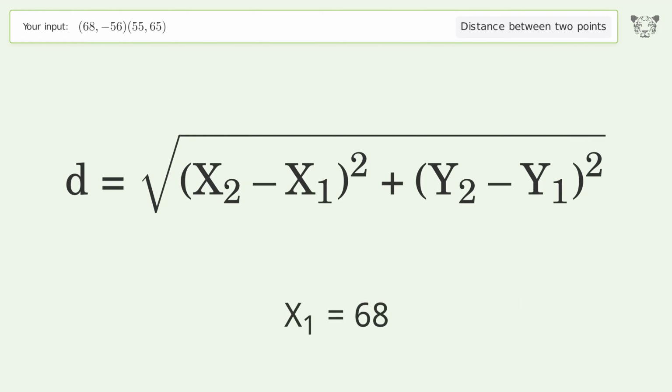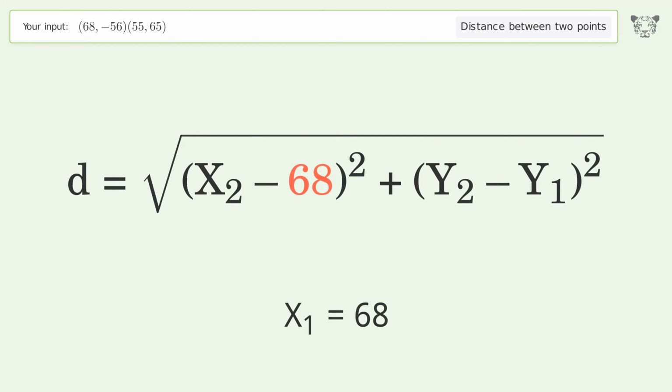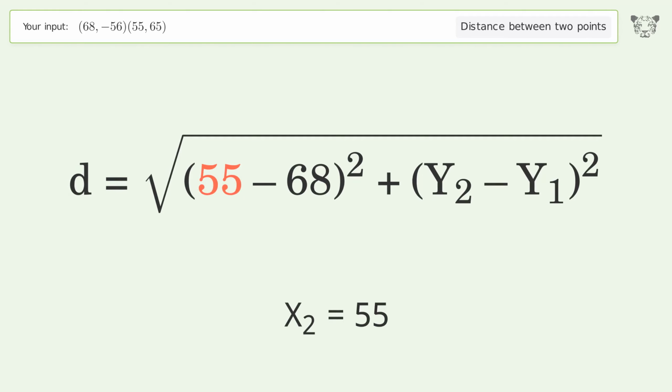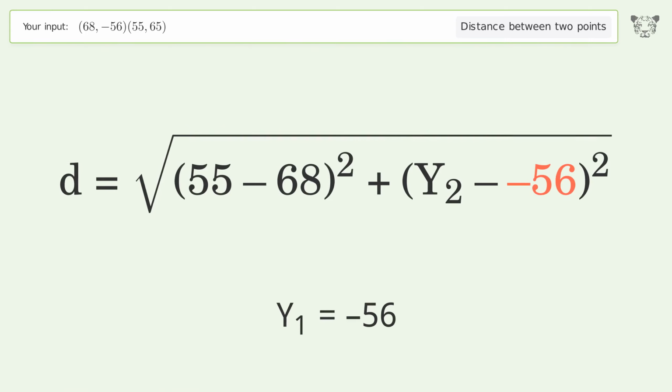x1 equals 68. x2 equals 55. y1 equals -56. y2 equals 65.